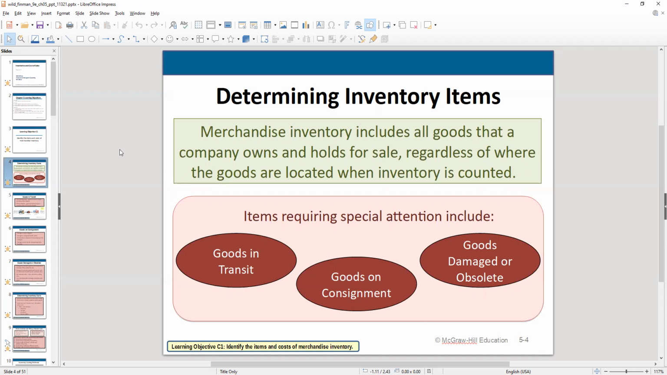We're going to talk about consignments in a minute. And we also have to account for goods that are damaged or obsolete, even though we don't intend to sell them. And we're going to look at what we do if we have that. In fact, I think we looked at it last week where if we have something that's returned and we can't reuse it, we really don't put it back into inventory. We actually expense it as damaged goods. But we'll hopefully discuss it before the end of the hour.